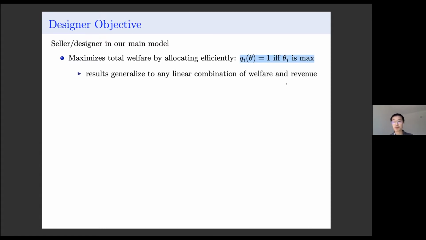The results that I'm going to present do generalize to any objective function that is a linear combination of welfare and revenue maximization, but I'm going to discuss that extension later on in due course.